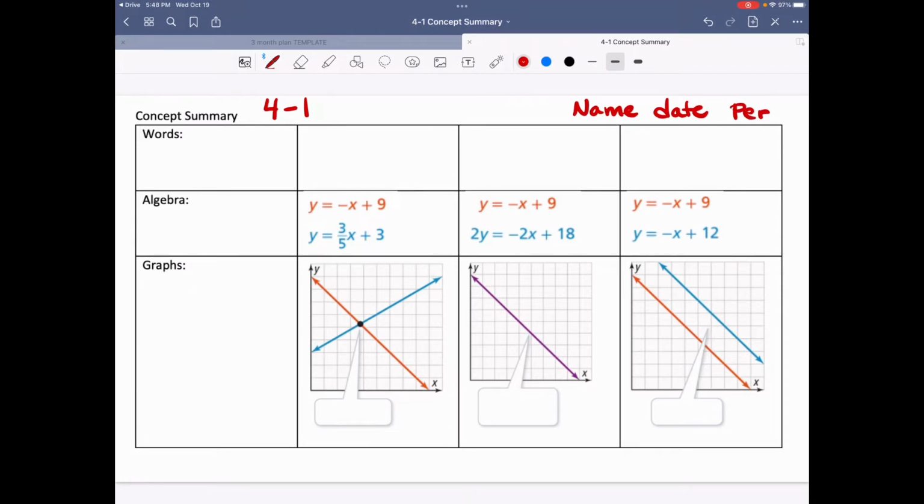So this is a little graphic organizer that summarizes what we're going to be learning in 4-1. The words we're going to fill in, but for every single example in these boxes, we are looking at a system of equations, and we're going to be solving systems of equations, which we're going to learn about. And this concept summary is something that you're going to want to look back at.